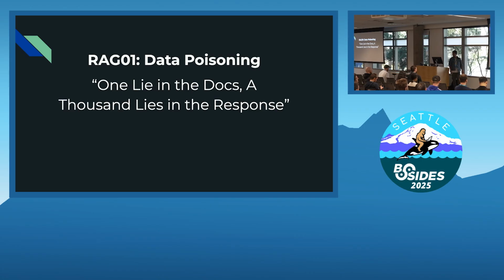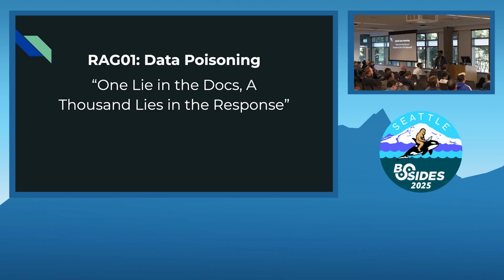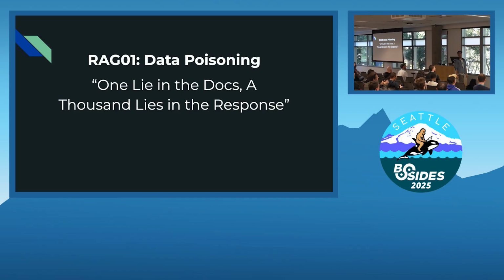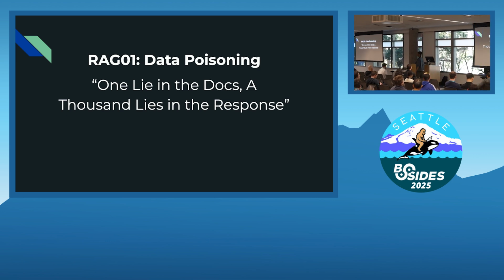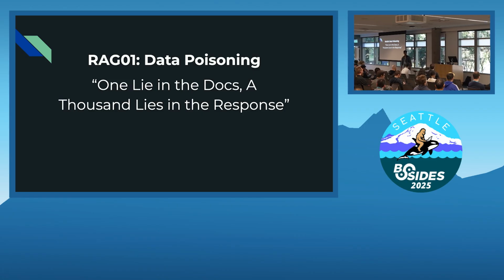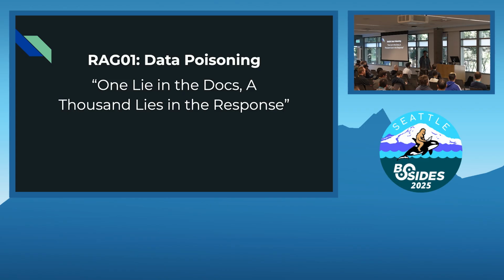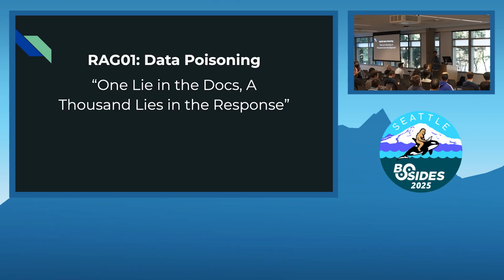So as our friend discussed, the first vulnerability is poisoning. I've written 1 lie in the docs, 1,000 lies in the response. That means if some document randomly gets poisoned, how many users will be impacted by that, right? If a RAG pipeline is in production and somehow the document store or the whole pipeline gets compromised for some reason, that will have a domino effect, right? So let's jump over to the actual vulnerability.